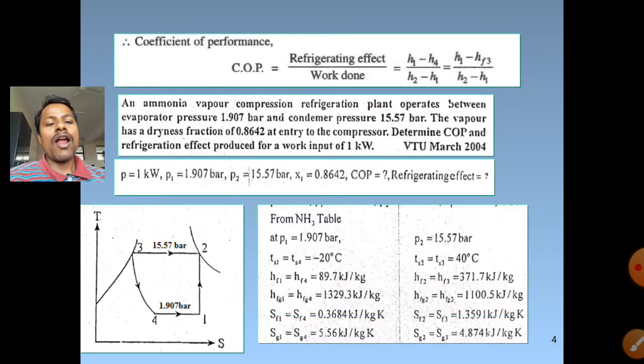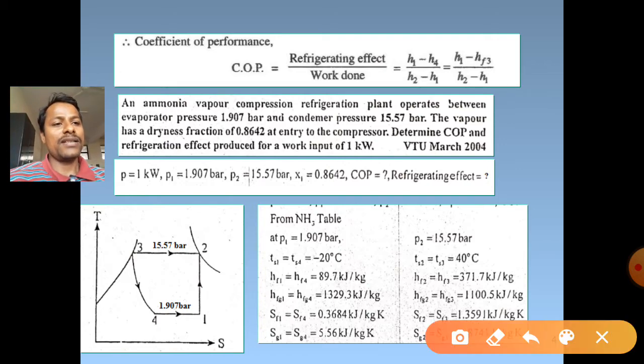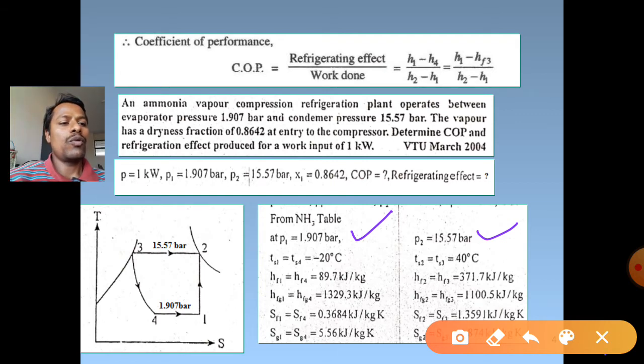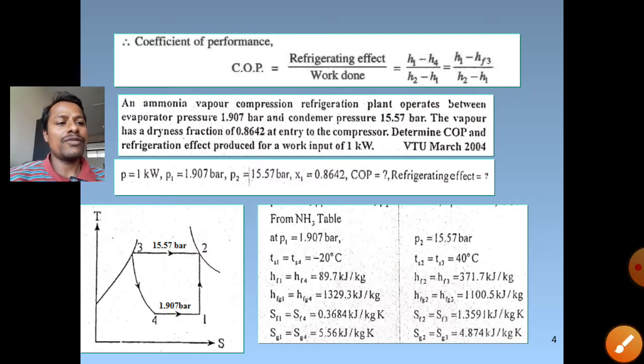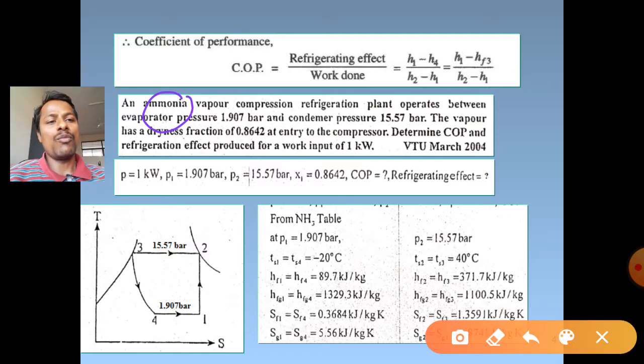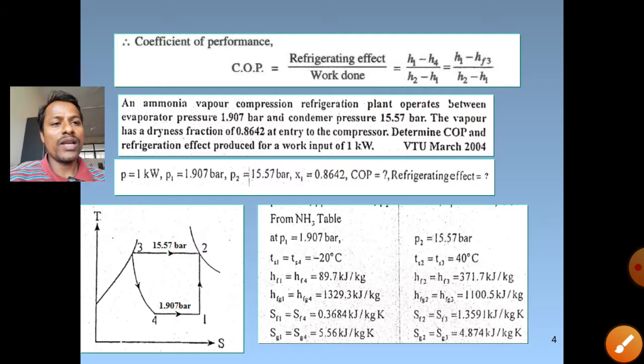Now we need properties for solving this problem. We can obtain the properties at evaporator pressure as well as condenser pressure. So the data is readily available in the data handbook. Which is the type of refrigerant that we have used in this refrigerator? It is ammonia. So we have to go to the ammonia properties table in the data handbook and obtain the properties.